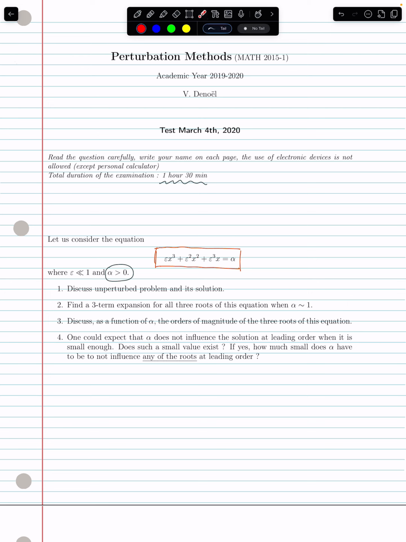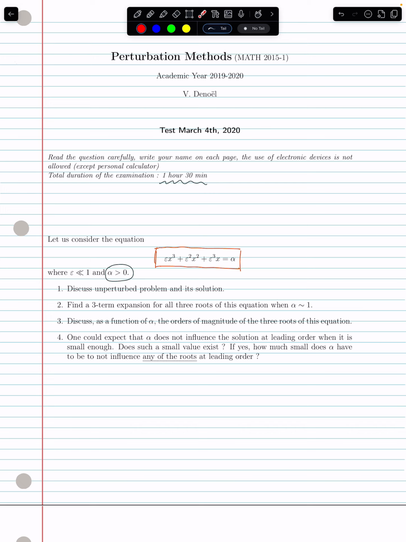Then first we ask you to discuss the unperturbed problem and its solution. Then we need to find a 3-term expansion for all 3 roots. We have 3 roots because this is a 3rd degree polynomial here. And we are going to restrict this to the case where alpha is of order 1. Then it's asked to discuss as a function of alpha. So it means that now alpha is not necessarily of order 1 any longer. It can have other orders of magnitude. We want to discuss the orders of magnitude of the 3 roots of that equation.